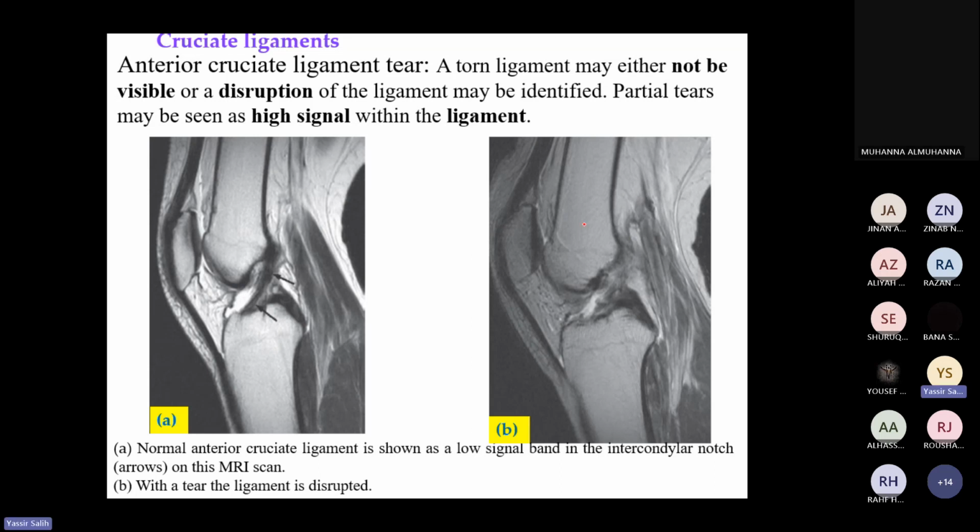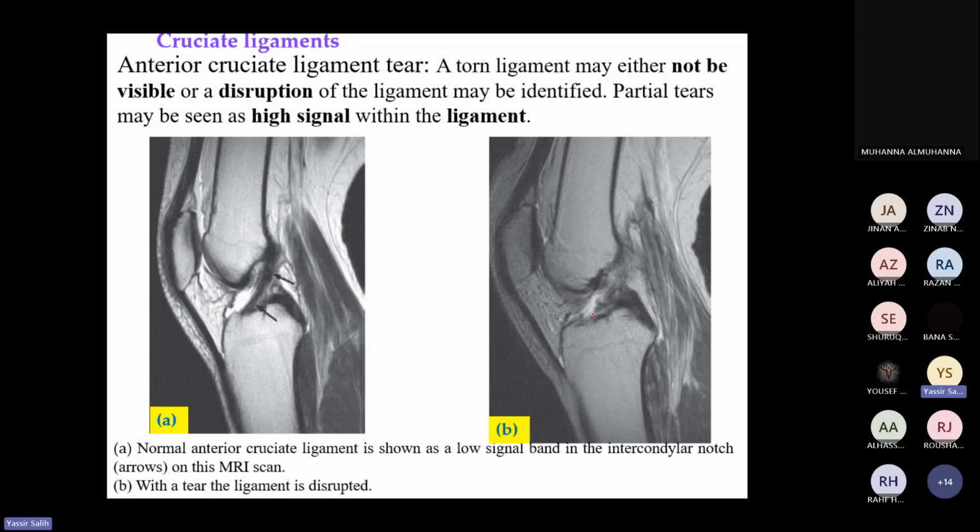Compare between the normal and abnormal. Yes, which one is torn? Which ligament? The cruciate ligament. Which one? The ACL, the anterior cruciate. Yes, the anterior cruciate is disrupted.